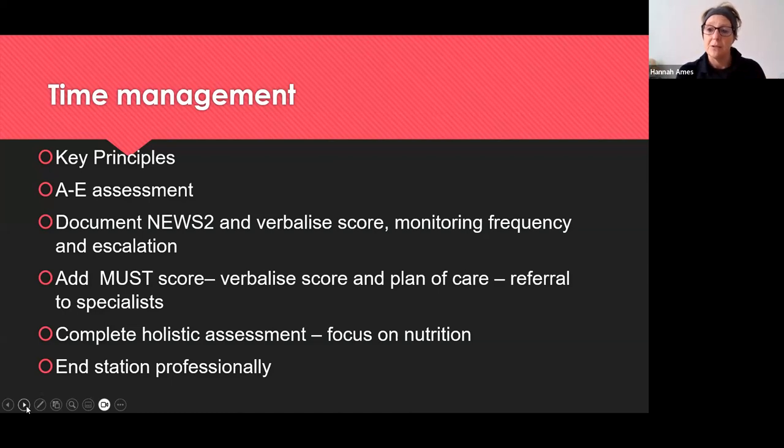You're still going to need to complete your holistic assessment, and that focus should be on nutrition because you've got your MUST score, and then you're going to end your station professionally. So when you've got these additional assessment tools, such as your MUST, your 6CIT in Alzheimer's, and your PHQ-9 in depression and anxiety, you need to get through your ABCDE assessment a little bit quicker because you need a bit more time to complete your scores and verbalise your action plan.